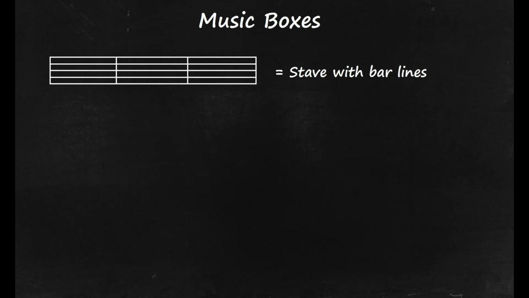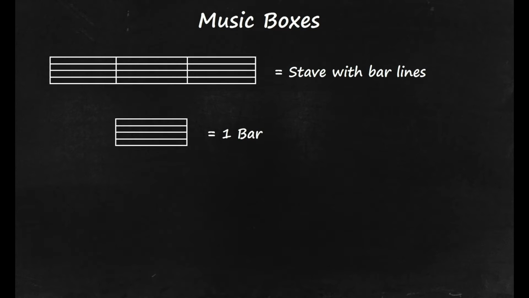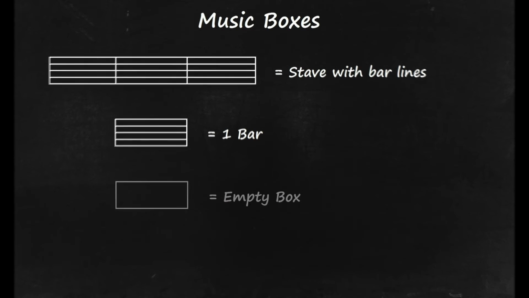Here is a stave divided into 3 bars. We could say 3 boxes. We are not going to worry about pitches or registers. We are just going to look at note values, or beat values, in accordance with specific time signatures. Here is just one bar, and we are going to pretend it's just an empty box. Right now, we don't know how many notes and of what value should be placed into the box.